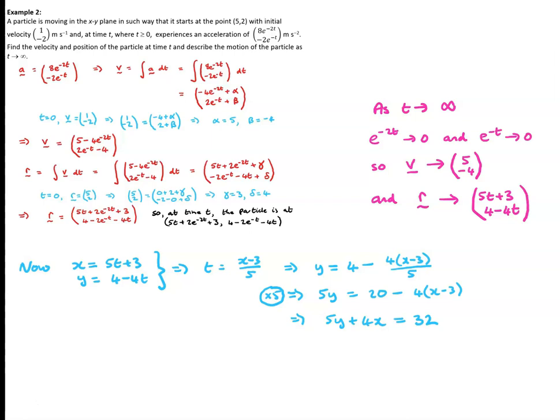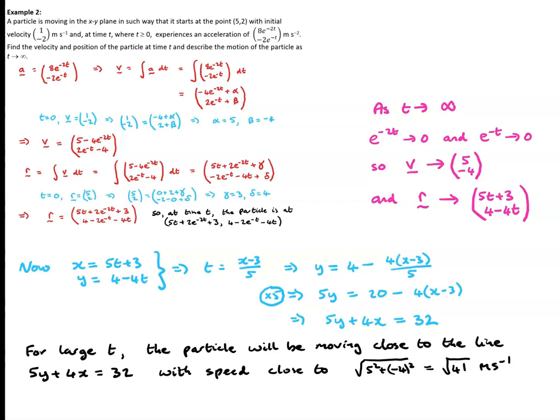So for large values of t, the motion of the particle is very close to the line 5y + 4x equals 32. And what's more, because the velocity is constant, we can say that it's moving along this line 5y + 4x equals 32 with a speed very close to root 41 meters per second.